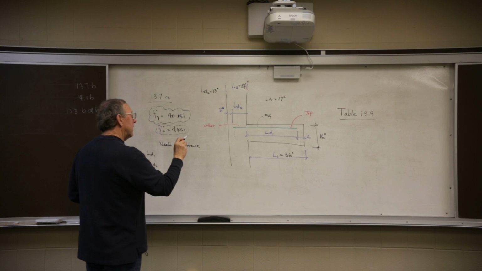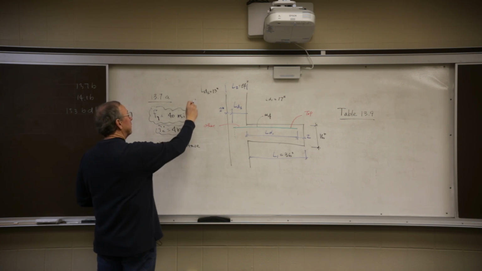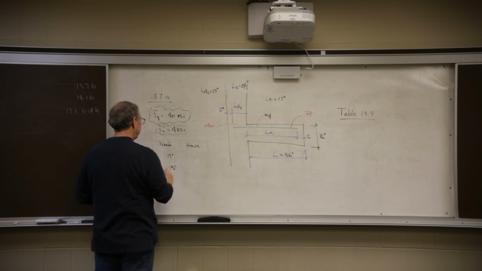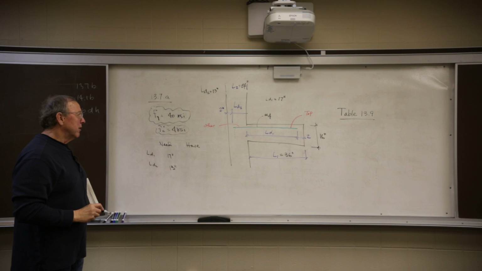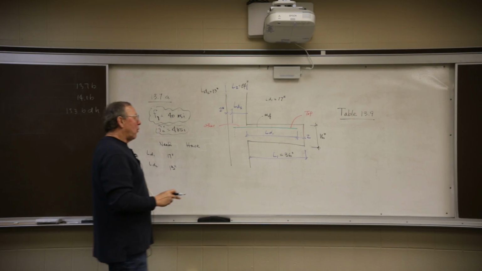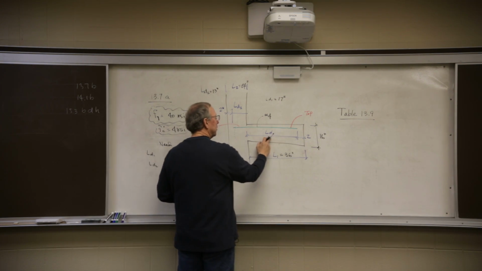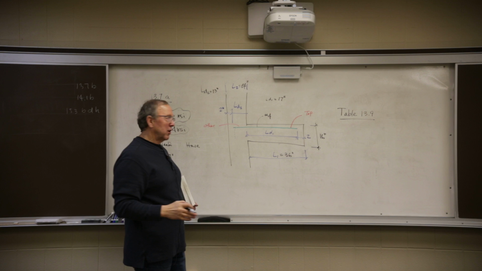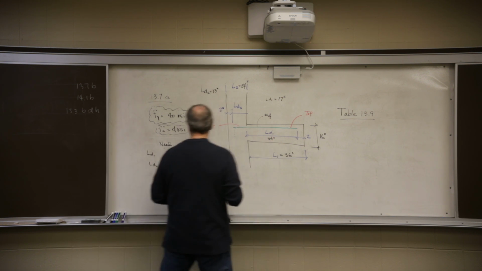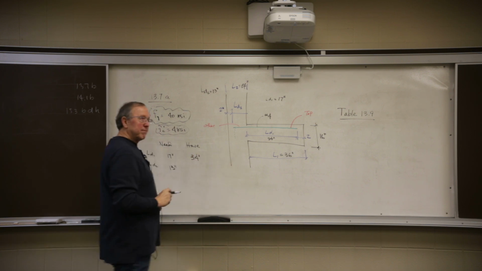LD1, I need 17. LD2, I need 13. If I look at my picture, it's a simple math problem. L1 is 36, the cover is 2. LD1 is 36 minus 2, which is 34 inches. So for LD1, I have 34 inches.